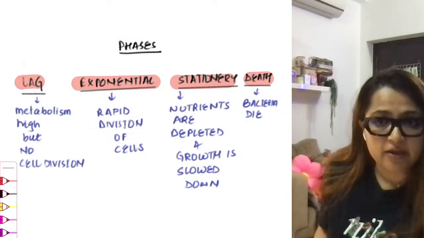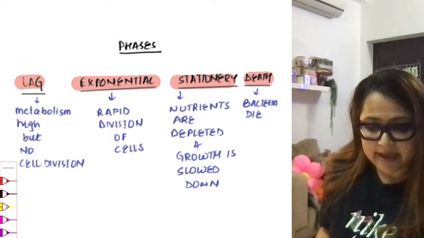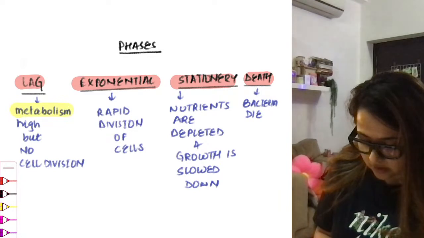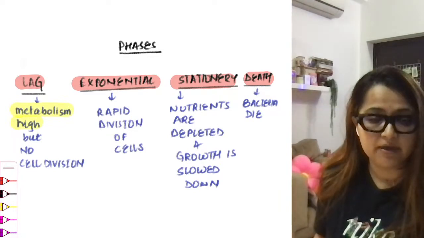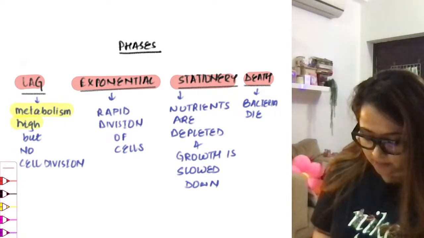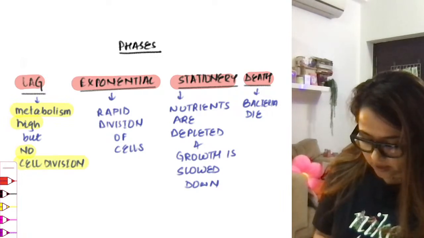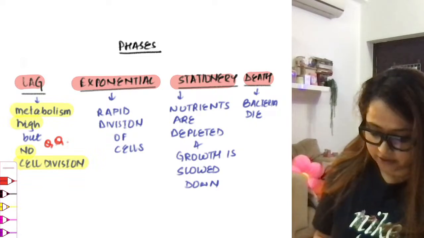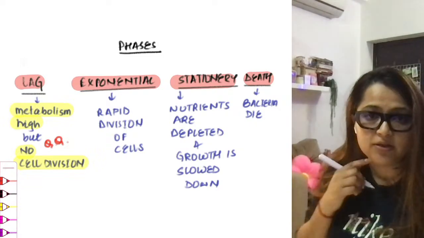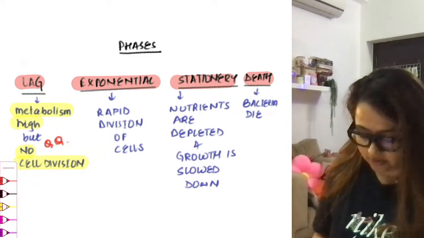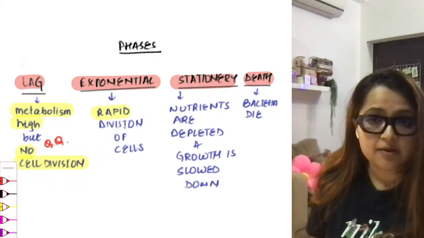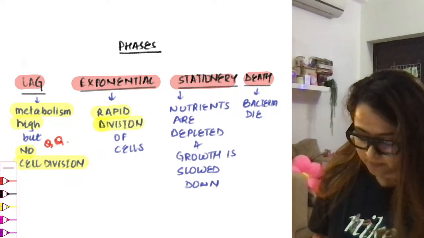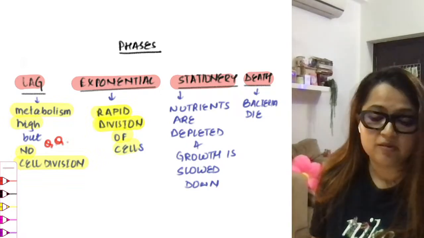When you talk about the lag phase, remember that in the lag phase, the metabolism is high, but there is no cell division. Mark it that there is no cell division during the lag phase of the bacterial growth curve. Then moving on to the next phase, we have the exponential phase. In the exponential phase, there is rapid division of cells.